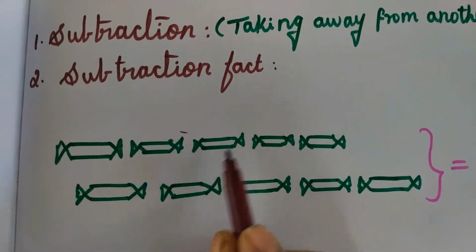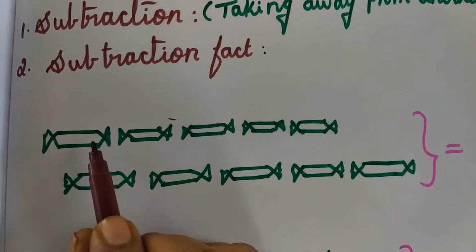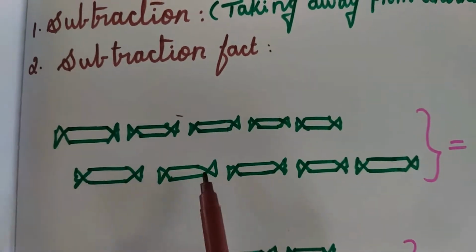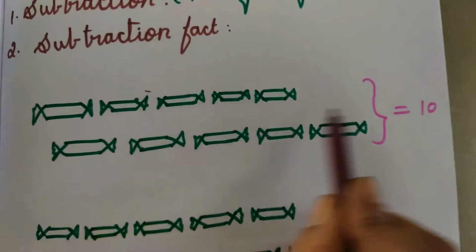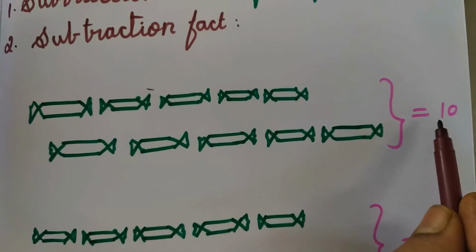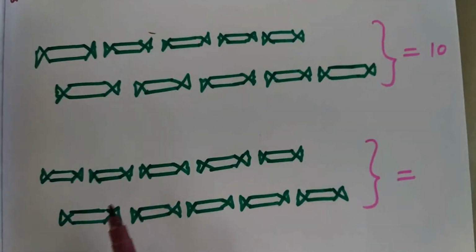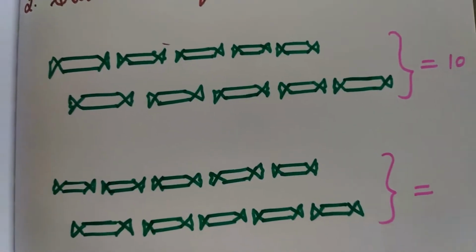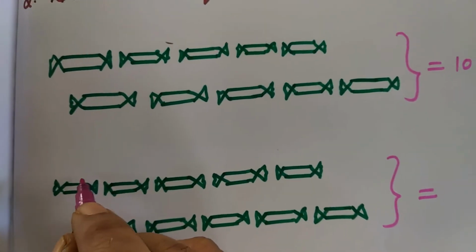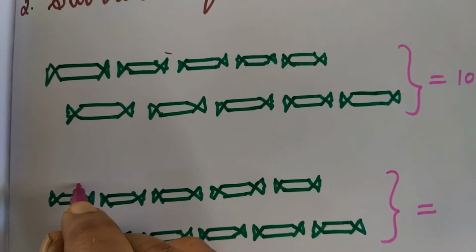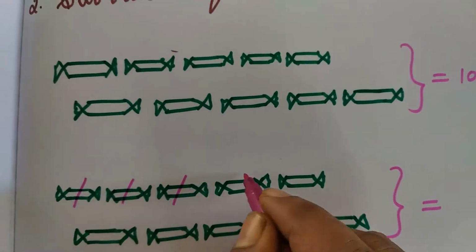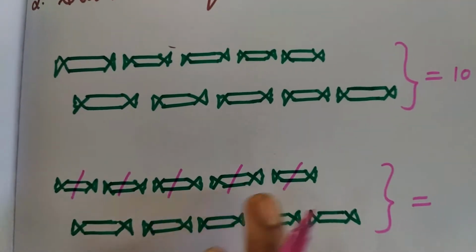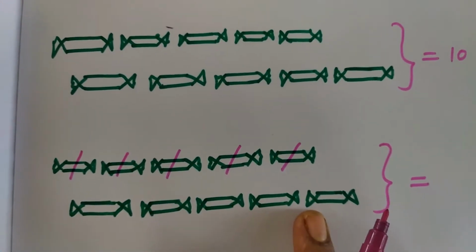See, subtraction means, I will give 10 chocolates to you. So how many chocolates? 10 chocolates. See here, 1, 2, 3, 4, 5, 6, 7, 8, 9, 10. So totally you have 10 chocolates. In this, out of 10, I will take 5. I will take away 5 chocolates. Take away means we can cancel. See, 1, 2, 3, 4, 5. 5 chocolates I took away. So how many chocolates are remaining? Count and tell me.